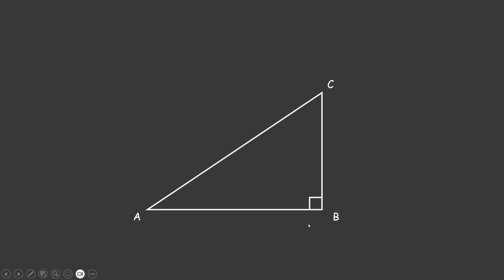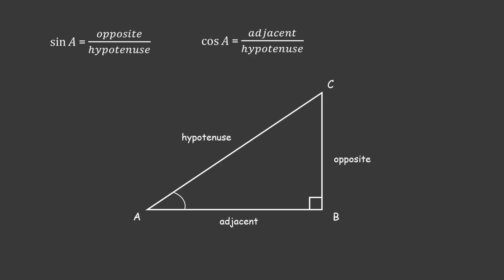We see a triangle right angled at B. If we need to find the trigonometric ratios of angle A, this is the opposite side, this is the adjacent, and this is the hypotenuse. Now, sine of A will be opposite upon hypotenuse, cosine of A will be adjacent upon hypotenuse, and tangent of A will be opposite upon adjacent.